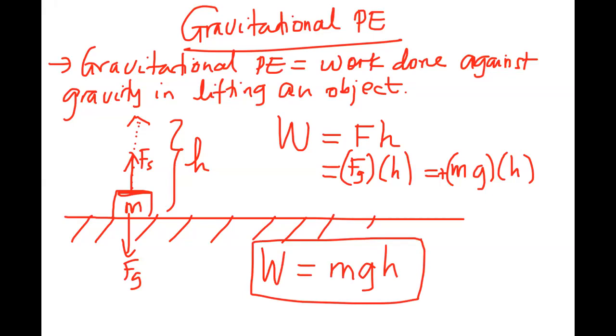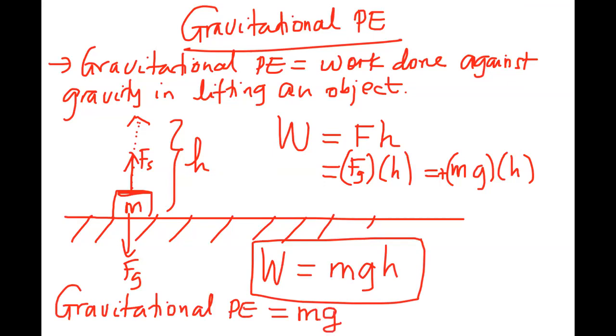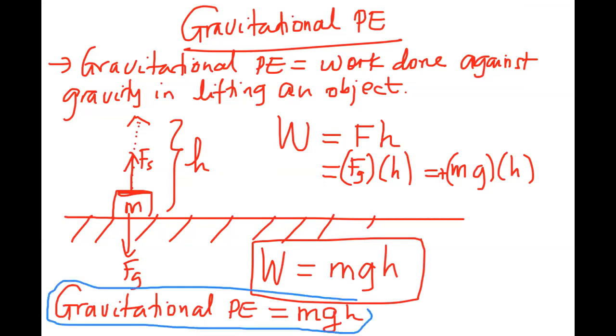So the gravitational potential energy, in summary, can be calculated by multiplying the mass of the object, acceleration due to gravity, times height. This is the formula we are going to use a lot in our discussions whenever we want to calculate gravitational potential energy.